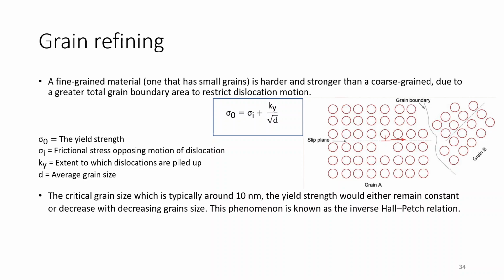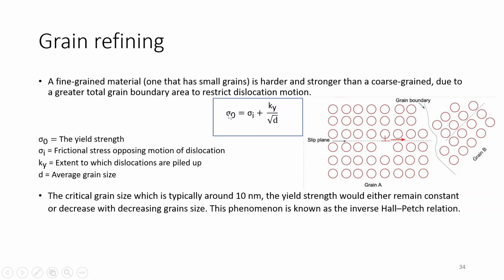Now first is grain refining. In this case you have a fine grained material which has small grains, is harder and stronger compared to coarse grained, due to a greater total grain boundary area to restrict dislocation motion.